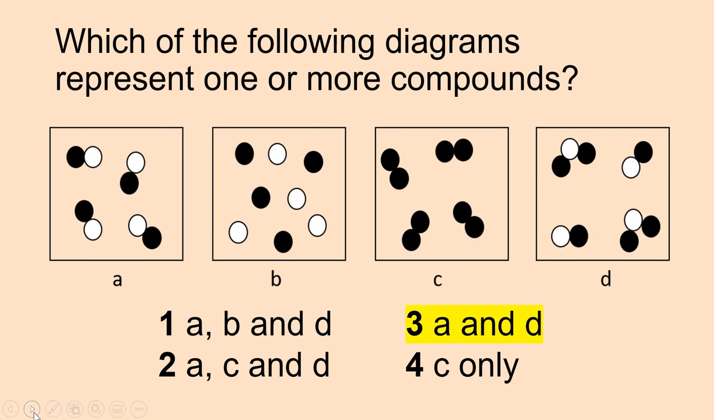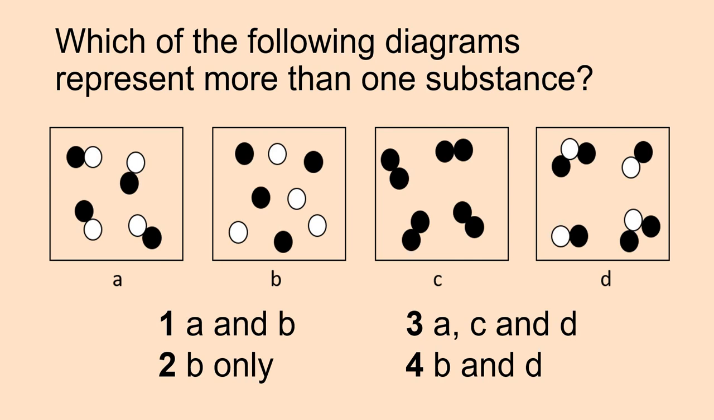The answer was 3. Both A and D represent one or more compounds. In A, we have a compound that is made up of a white atom bonded to a black atom, and in D we have two different compounds, one containing one atom of the white element and one atom of the black element, whilst the other compound contains two atoms of the black element and one atom of the white element.